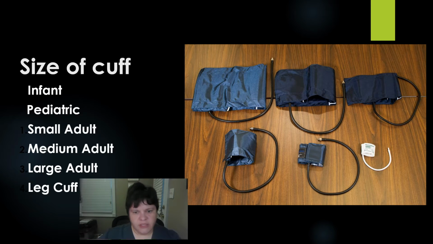For example, you can see on the screen here that I've shown 6 different cuff sizes. The very smallest is the infant. You're probably not ever going to use that on an adult. The pediatric size, I have used that on adults who were very thin, who had no muscle mass, but most commonly, I'm going to be using the small adult. And then sizes go up to the medium adult, the large adult, and the leg cuff.